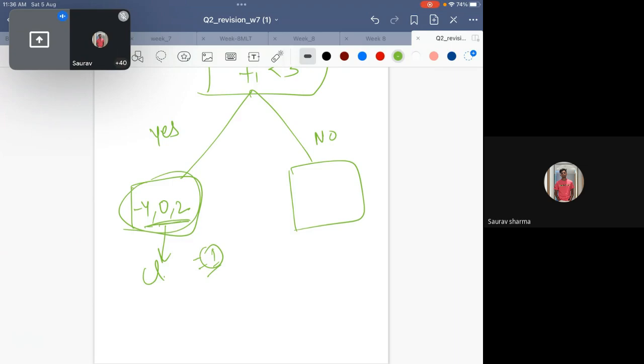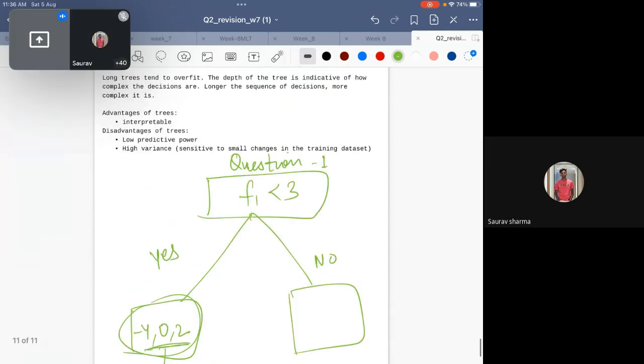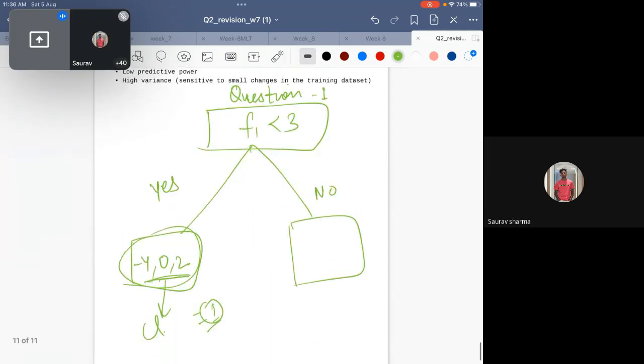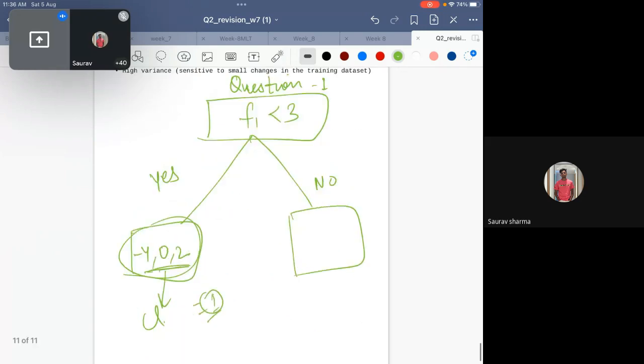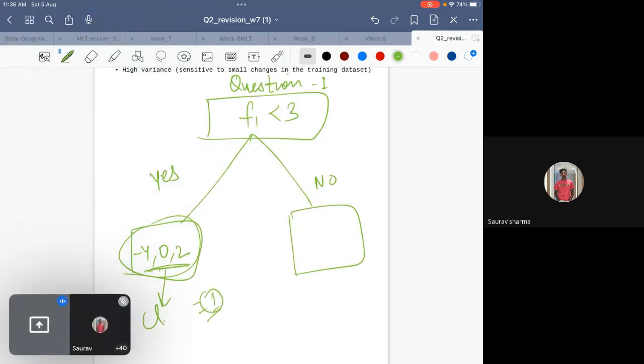Okay, so if you have anything from the decision tree, you can ask, but mostly you'll be getting this type of problem only, where you have to calculate something, maybe the information gain, entropy, or anything. So you'll be getting this type of problem in the exam. Be aware of that and try to solve some problems.